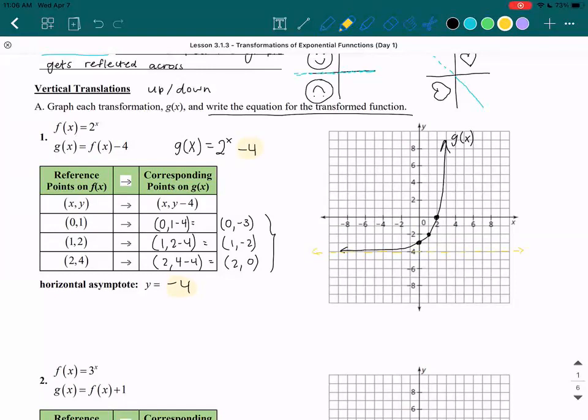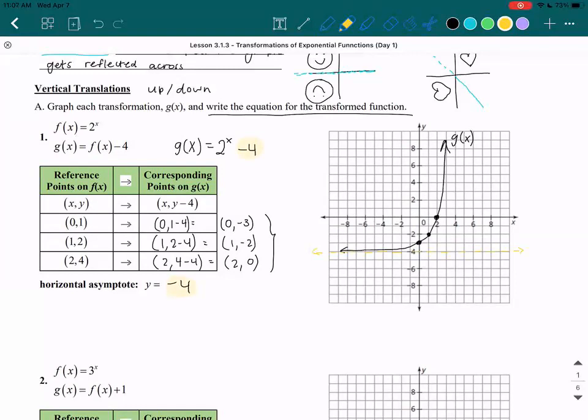So that is the line that your equation or your graph will never cross, but it will get closer and closer to. Notice the black line gets closer and closer to the yellow dotted line, but it's not going to cross it, okay? So that is where your horizontal asymptote is. It's the number that's added or subtracted at the end of your exponential.